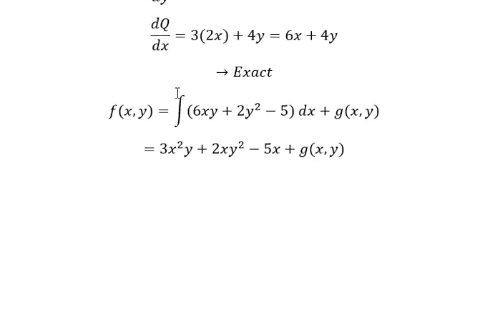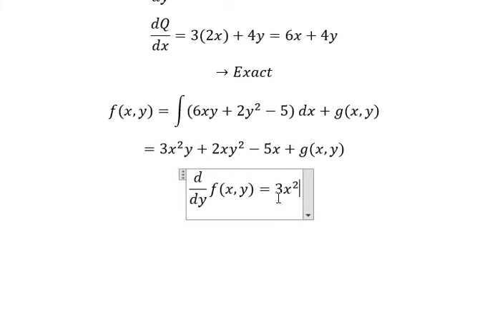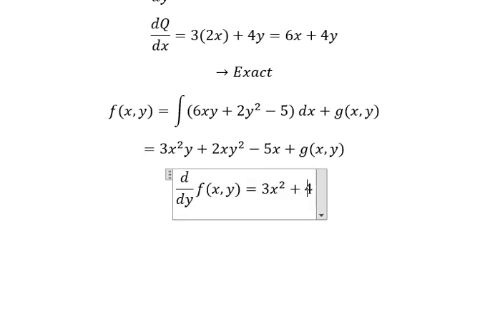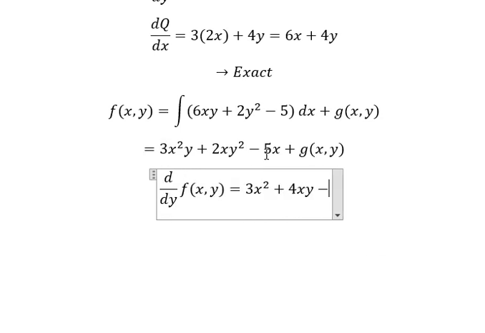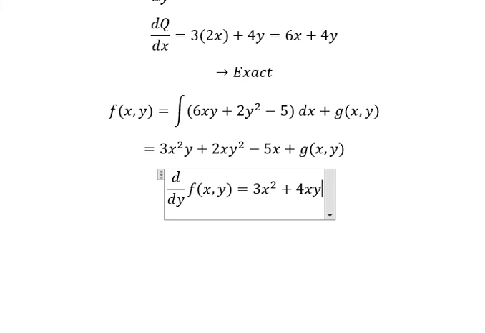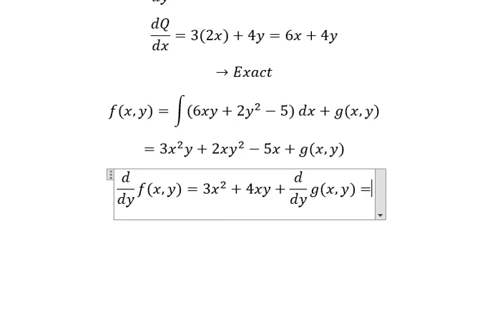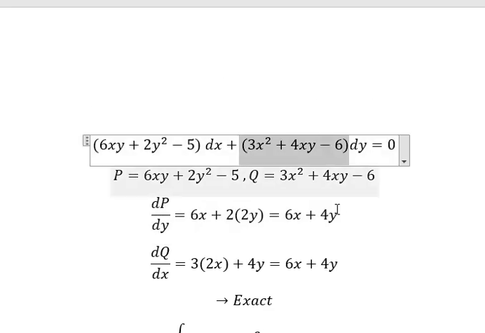Next, we need to do first the derivative of f with respect to y. So this one, we have number 1. So we have 3x squared. This one we have 2y. So number 2 and number 2, we have number 4. This one we don't have, so you got number 0. So we know that this one equals this one.